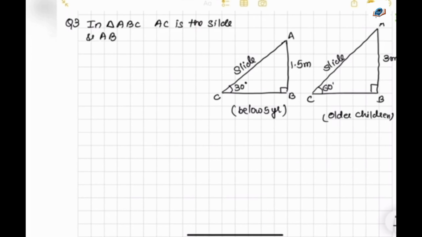So I can say if I want to find the length of the slide, sine 30 will be AB upon AC. So sine 30 will be 1 by 2 equal to AB 1.5 upon AC. So here AC will be 1.5 into 2. So AC will be 3 meter.